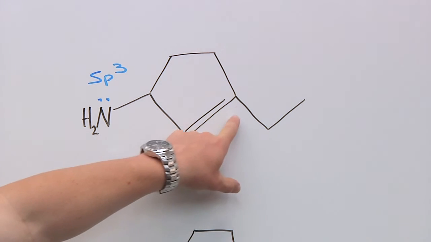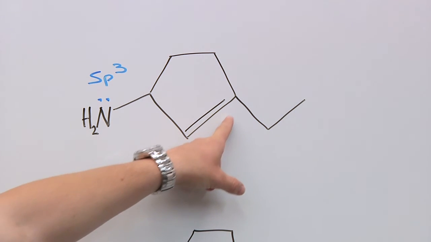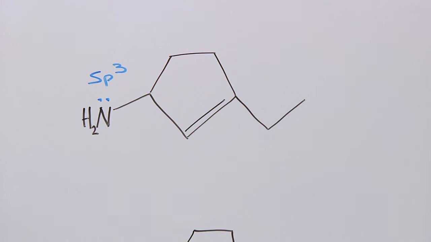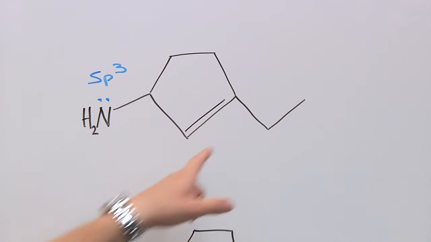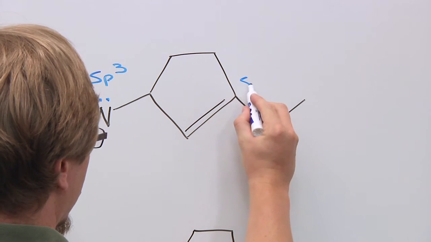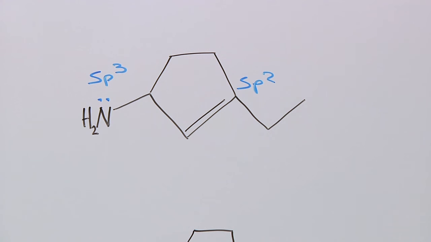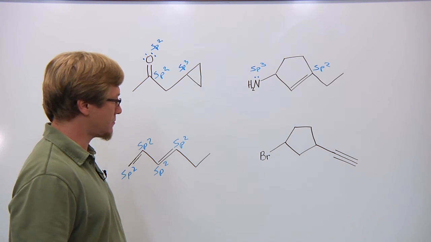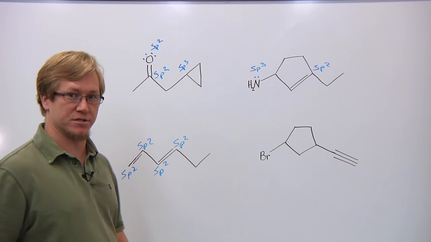Now let's look at this carbon here. Again, we know that if a carbon has one double bond, that means that there is one pi bond, and the rest of these are still all single bonds, just as if they were hydrogens. This is going to be an sp2 hybridized carbon. And we have one more molecule to look at. Let's look at this bromine. How does bromine affect our hybridization?